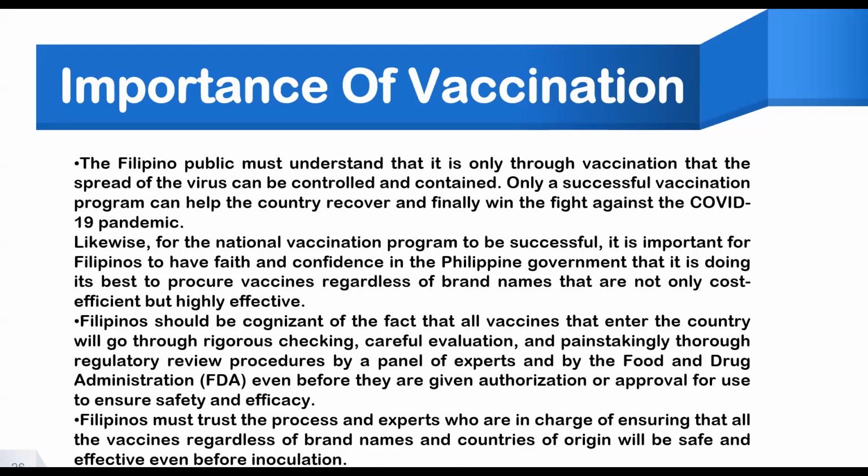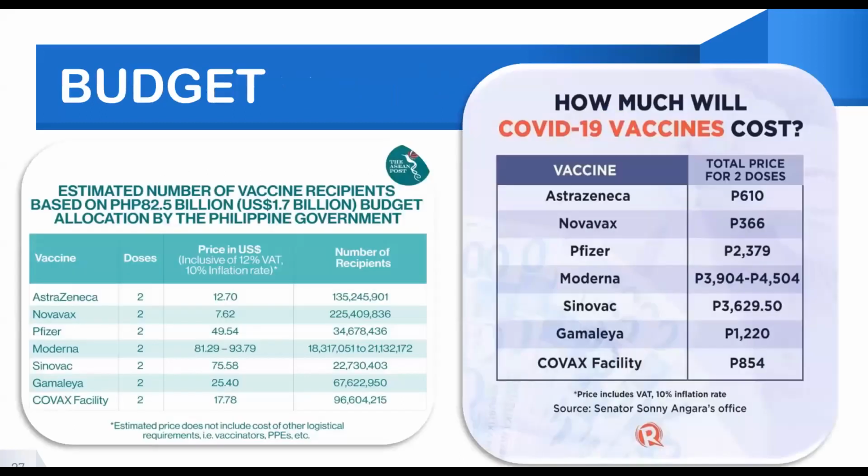Next. And Filipinos must trust the process talaga. We need to trust the process. Then, the budget. So, ito yung budget na nakalaan ng ating government, 82.5 billion pesos, or in US dollar is 1.7 billion budget.